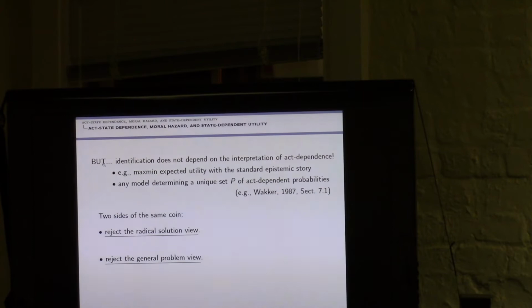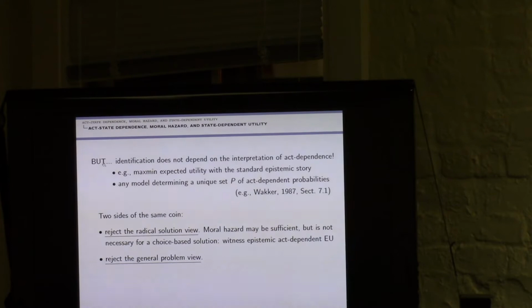So what does it mean? Well, it means that, as I announced earlier on, we need to reject those two views I mentioned earlier that are really two sides of the same coin. It is not true that moral hazard is necessary to solve the problem of state-dependent utility. It is sufficient at best. Witness any non-expected utility model that's actually an act-dependent expected utility model. All the previous considerations that are key in the progress in identification would apply to the same degree.